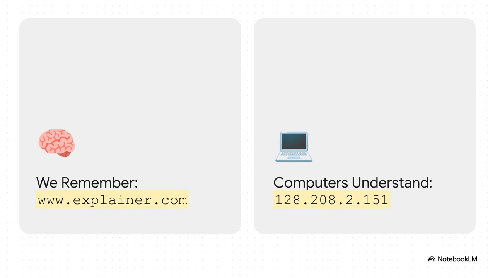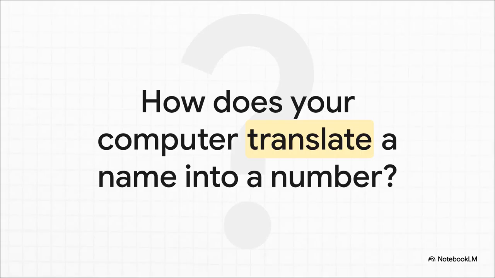But computers, on a network, they couldn't care less about names. They find each other using a series of numbers called an IP address, something like 128.208.2.151. It's a classic case of what's easy for us versus what's efficient for the machine. And that's the big question, isn't it? Your browser has a name, but the network absolutely needs a number. So there's got to be some kind of universal phone book, right? A massive address book for the entire internet that can handle this translation.